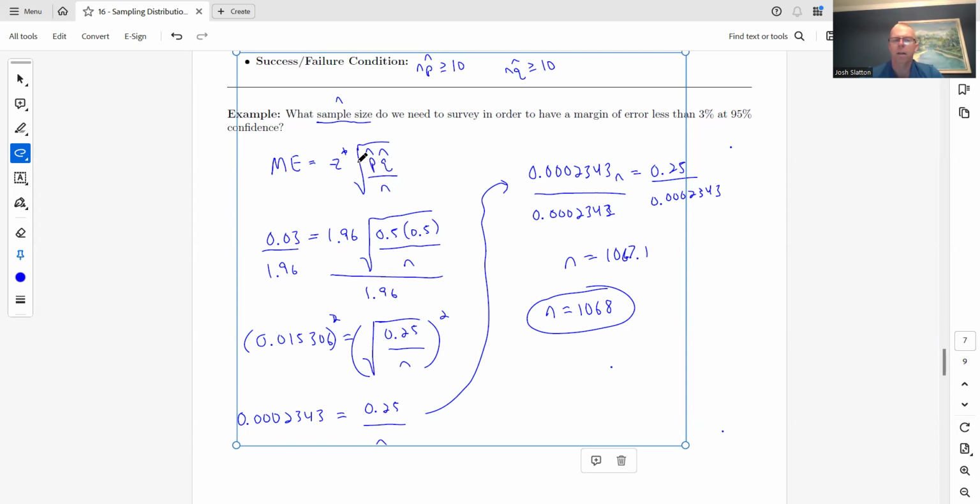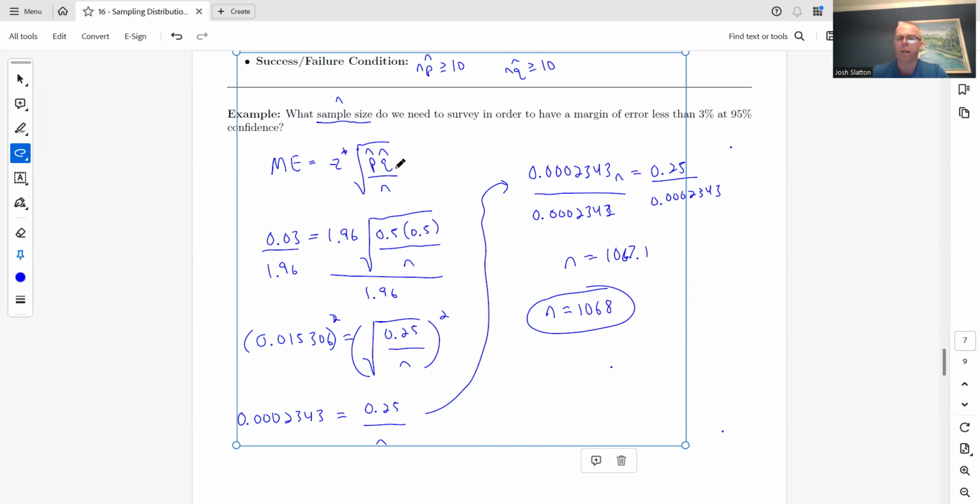Keep that at 1.96. P and Q are 0.5 each. And if you do that, let's see what we get. You will not get less than 3%. You get 0.030001562. So the margin of error at 1067 is not less than 3%, which is what we're looking for. But if you do 1068, then you get 0.0299875, which is less than 3%.